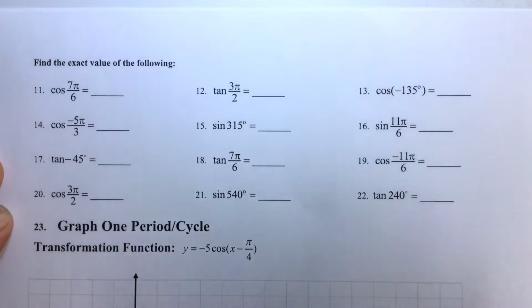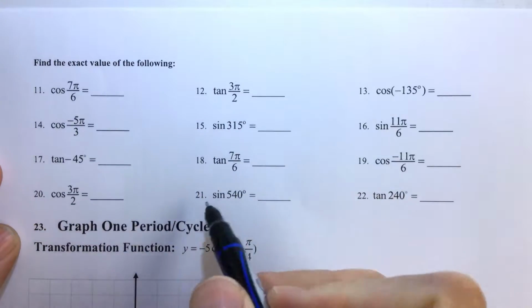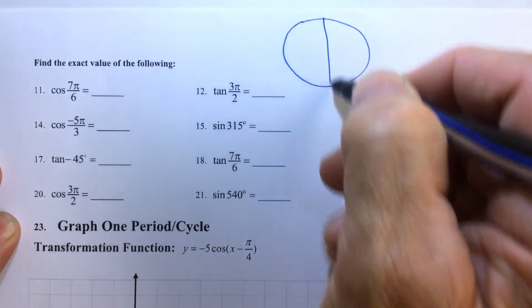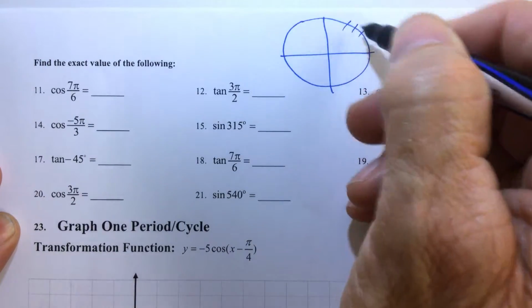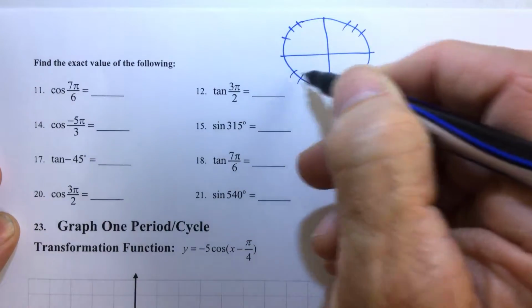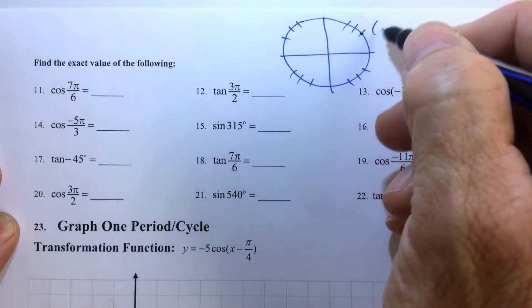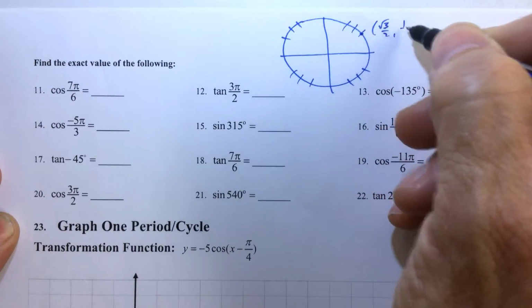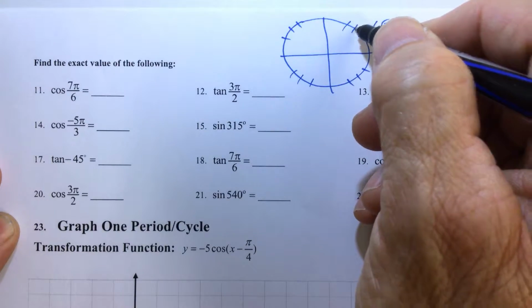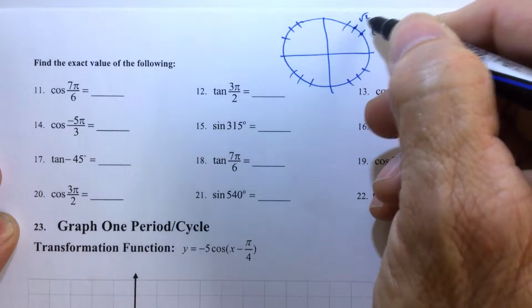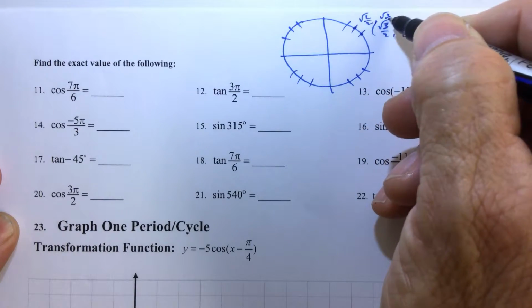For problems like 11 through 22, where we're trying to figure out the trigonometric functions of certain angles, I really prefer to draw a circle, so I can locate the angle measures, and if I just know the coordinates around the circle, then I'm good. So I've got my radical 3 over 2, 1/2 here, and then we've got the radical 2 over 2, comma radical 2 over 2, and so on.